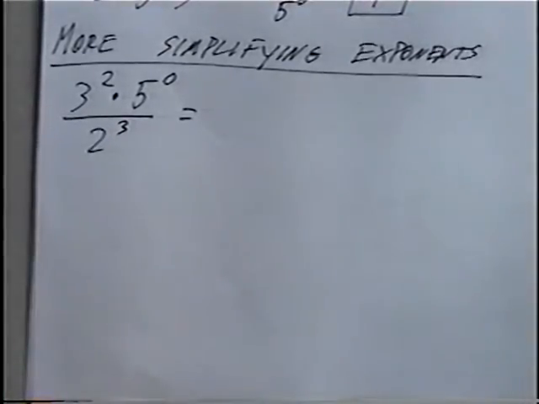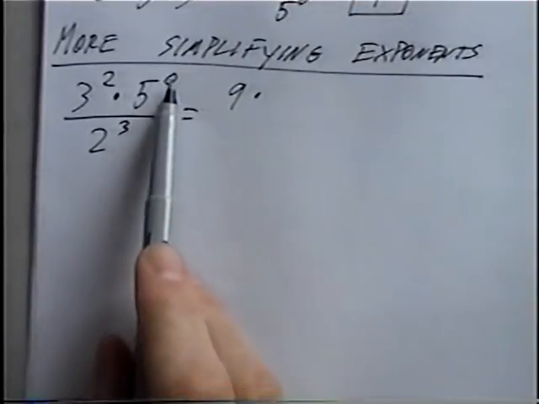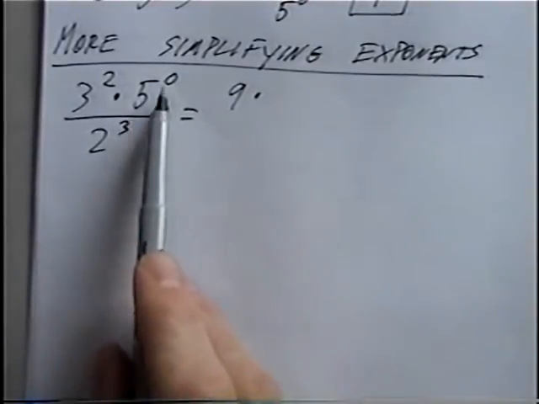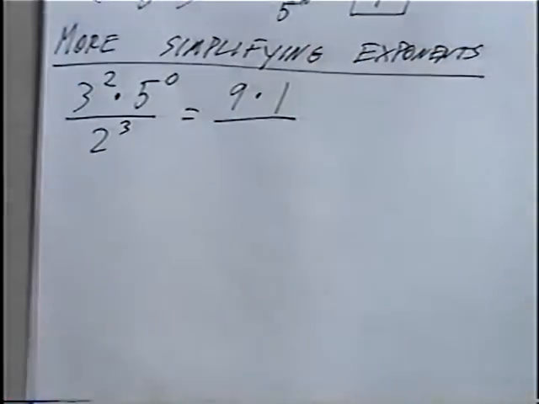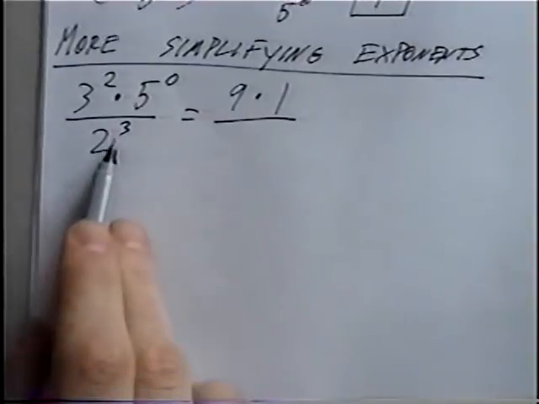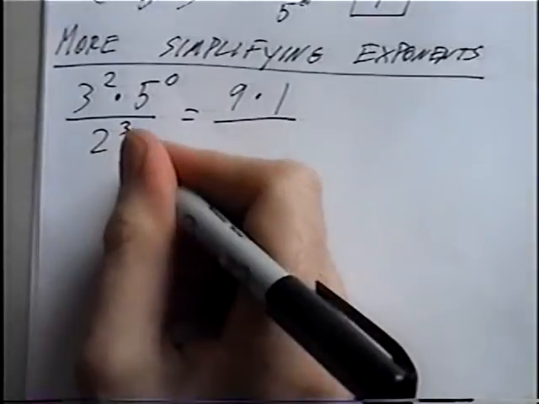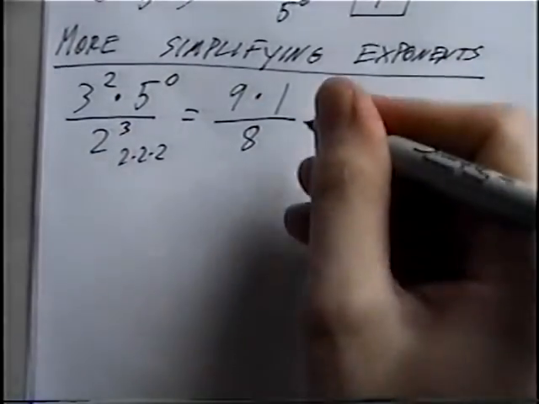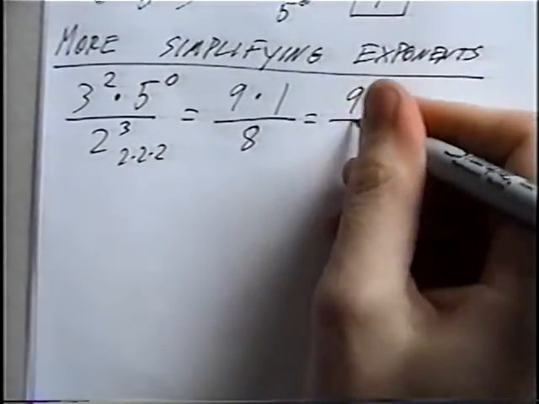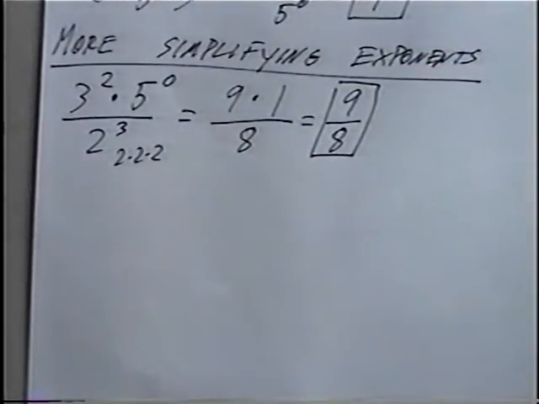3 to the second power is 3 times itself 2 times, which would be 9. 5 to the 0 power is the same thing as any number to the 0 power, which is 1. And the denominator, 2 to the third power, 2 times itself 3 times, is 2 times 2 times 2, which would be 8. The numerator, 9 times 1 is 9, 8 on the denominator, so your final answer is 9 over 8.